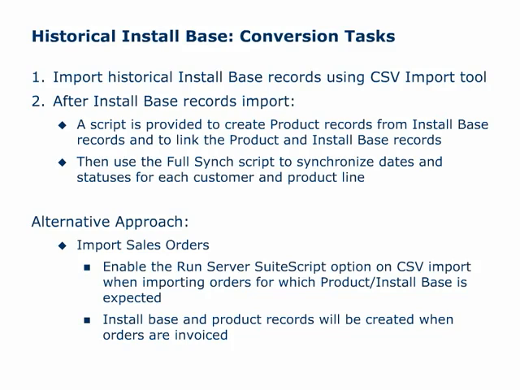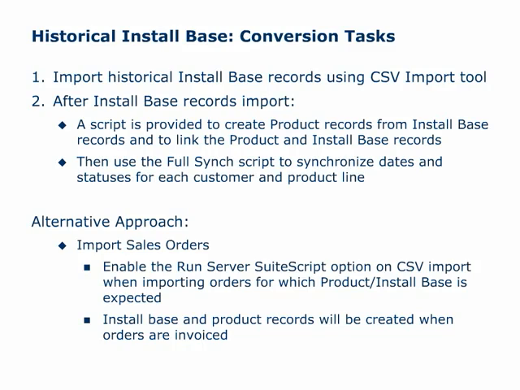Once the install base records have been imported, running a scheduled suite script creates product records and updates the install base record with the product internal ID. The programs that must be run following install base conversion are R11, create product and map with IBR, and R04B, full sync R, on-demand, heavy.